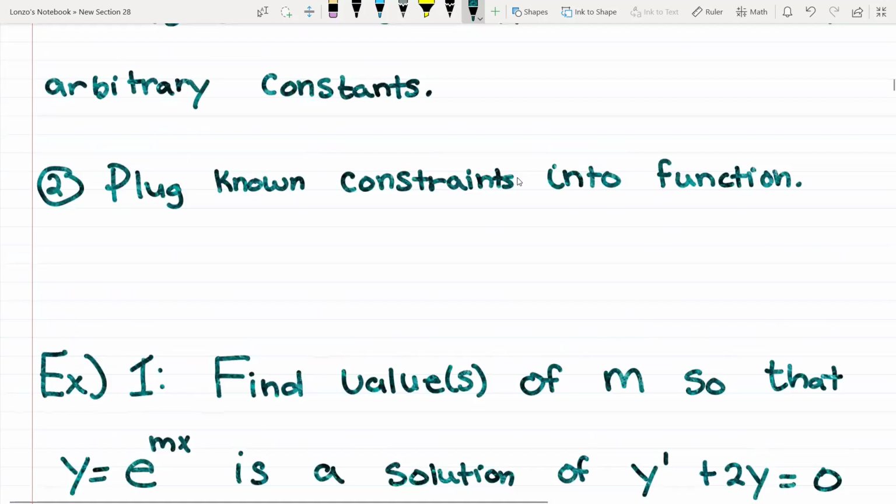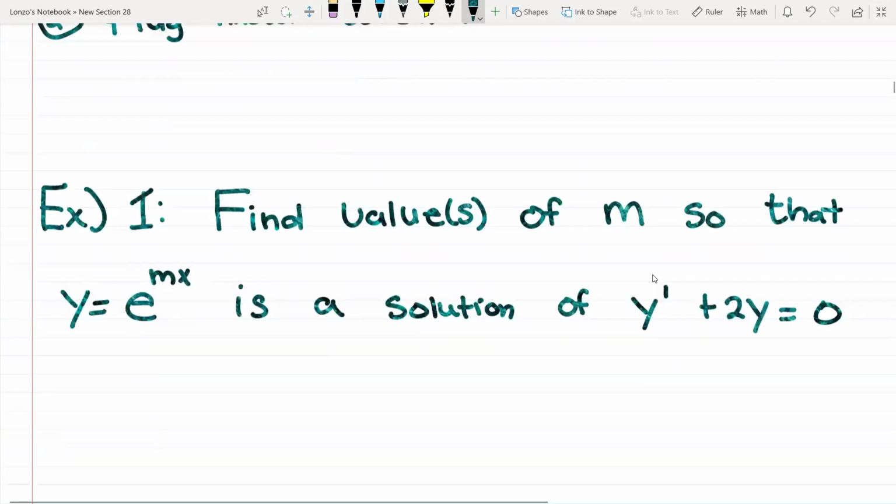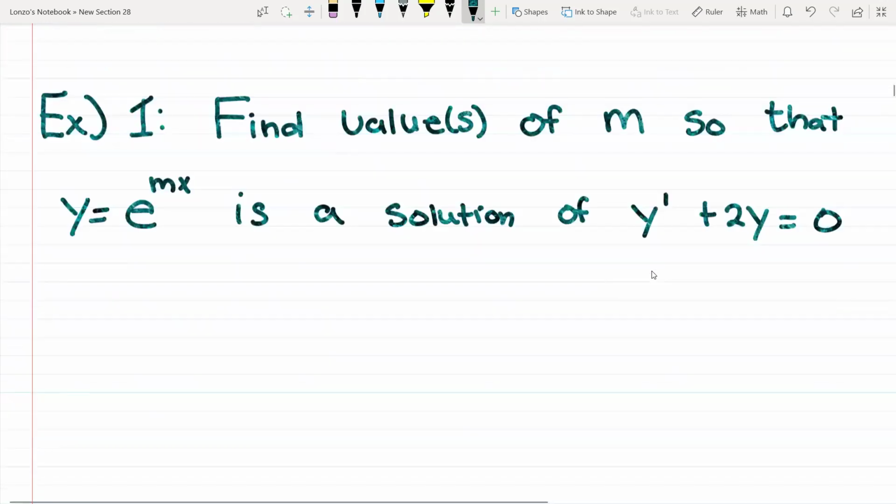So let's do an example to see what we're doing. Example 1 says, find the values of m so that y equals e raised to mx is a solution of y prime plus 2y equals 0. It looks like we need to find m, and we have to find y prime first, because we have y prime plus 2y. We already have the y, so we're good. So first we have to find y prime.